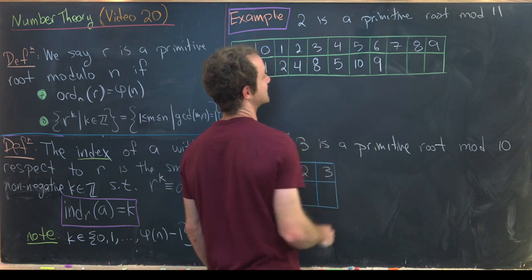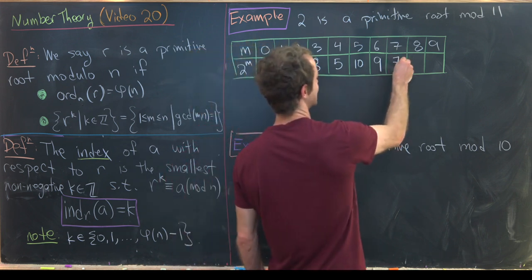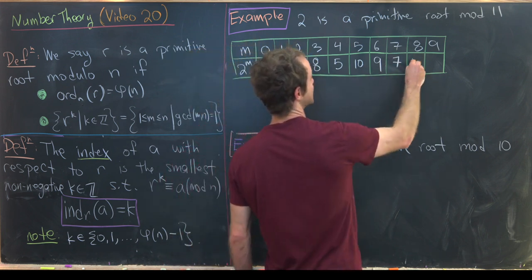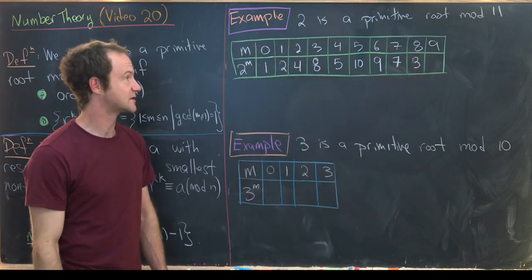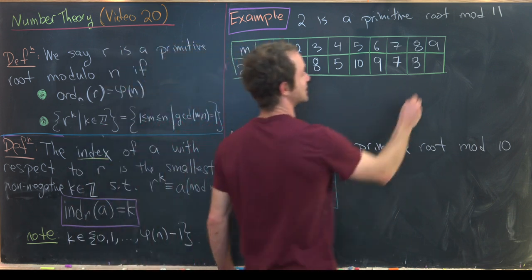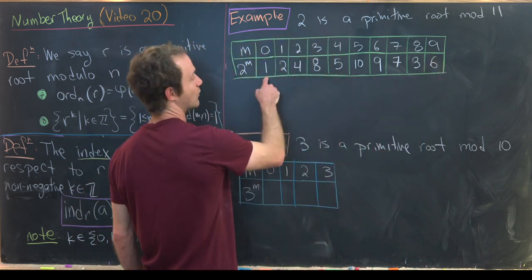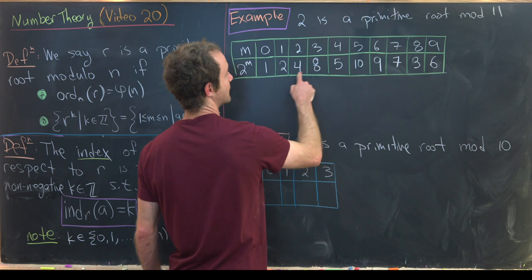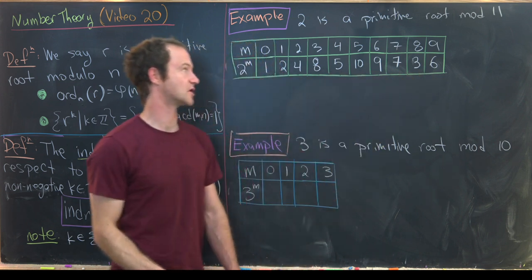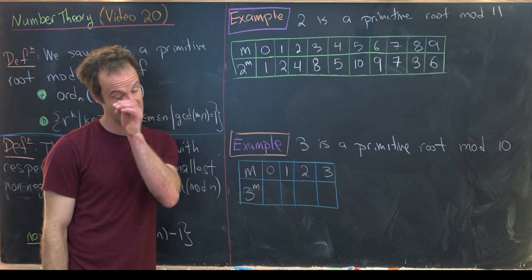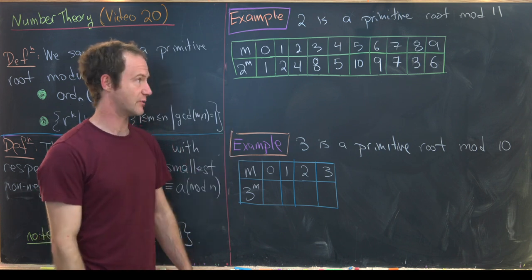And then we'll have 2 to the 7 is 18. That's the same thing as 7. Then we'll have 14, which is the same thing as 3. And then 2 times 3 is 6. And that finishes it all off. Notice we have 1, 2, 3, 4, 5, 6, 7, 8, 9, 10. Those are all of the numbers between 1 and 10, which is what we expect for a primitive root.